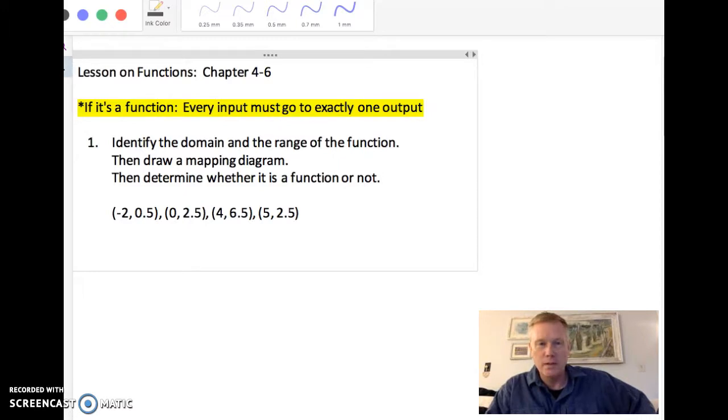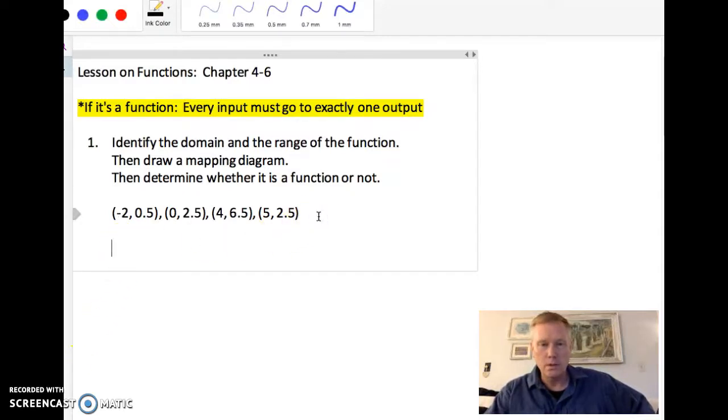What's highlighted in yellow is kind of an important thing. It says if it's a function, every input must go to exactly one output. And we'll get to that in a little bit. Let me start off with this. Question 1 is identify the domain and range of the function, then draw a mapping diagram. Then determine whether it's a function or not.